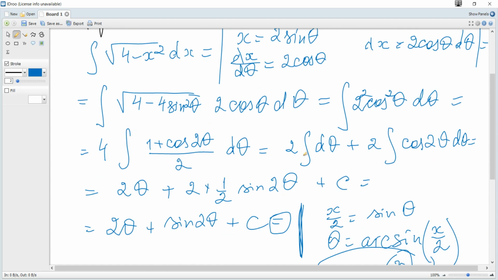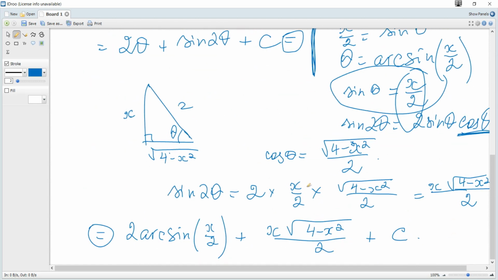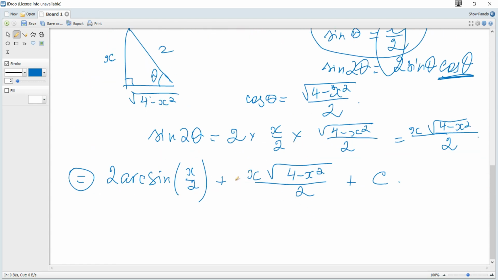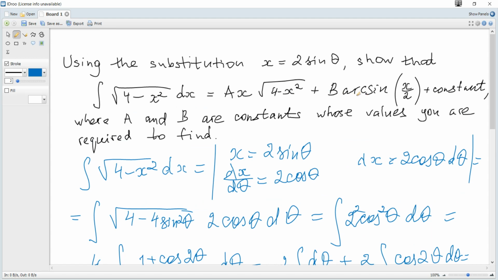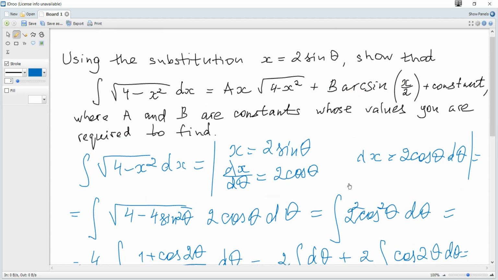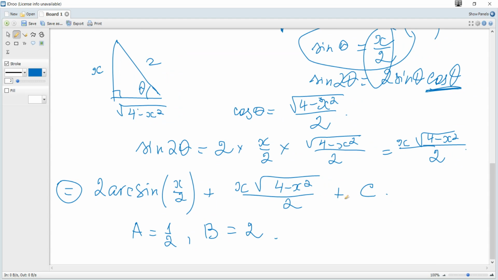And let's check. So we can see that a is a half, and b, what is b? b is in front of our arcsine, it's 2. And that's all for this question.